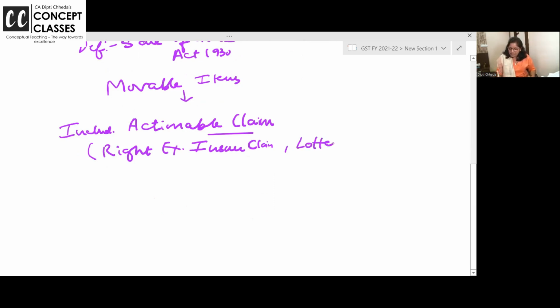Lottery is an actionable claim. You buy the lottery for 1,000 rupees and it's gambling, of course, but then it is legal. In so many states, it is legal. So on lottery, is GST charged? Yes. Right. So this is charged on all the goods, including actionable claims. Actionable claims, the definition and all is there in detail. GST is charged.